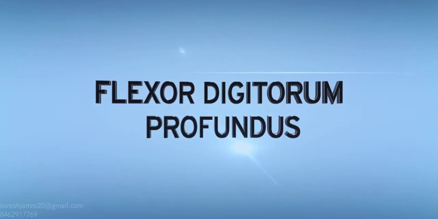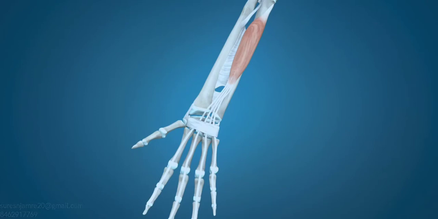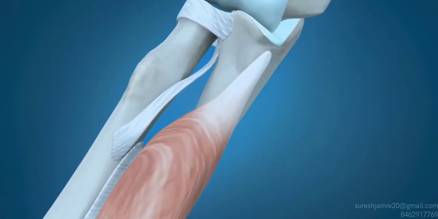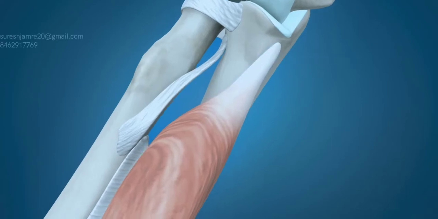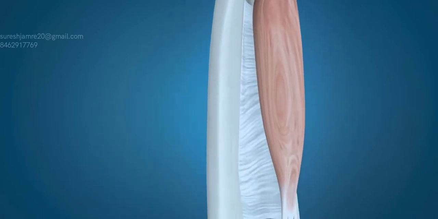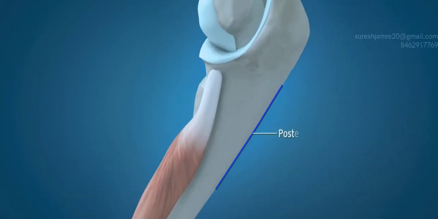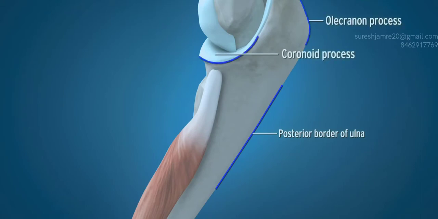Flexor digitorum profundus. This is the largest muscle of the anterior compartment of the forearm. It forms the bulk of the forearm. Origin: it arises from the anterior and medial surfaces of the upper three-quarters of the shaft of the ulna, from the adjacent interosseous membrane, and from the posterior border of the ulna, olecranon and coronoid process.